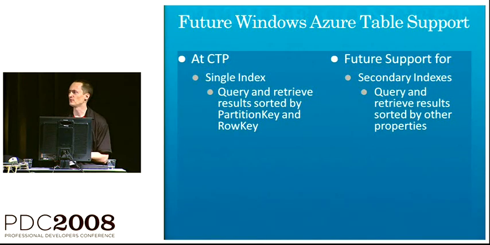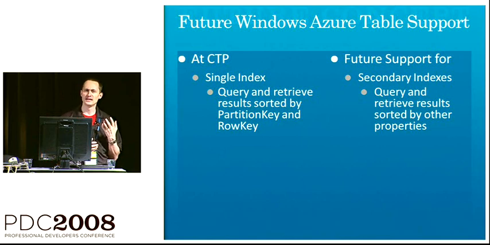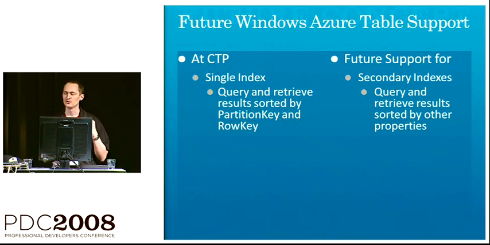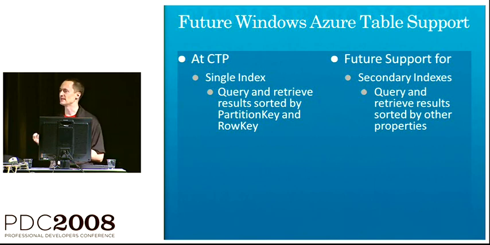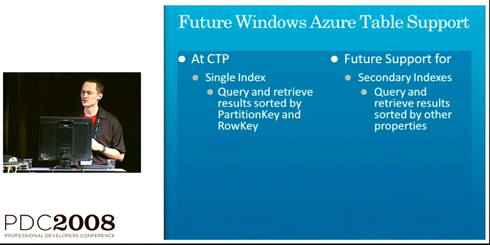Now, there's two future features I want to talk about. One is, for the CTP, we provide the results back to you given a single index. So when you do your query, you can query over any properties and combination of properties, but when you get your results back, they're always sorted by partition key and row key. In future, we'll support secondary indices, which allow you to return results sorted by other properties.